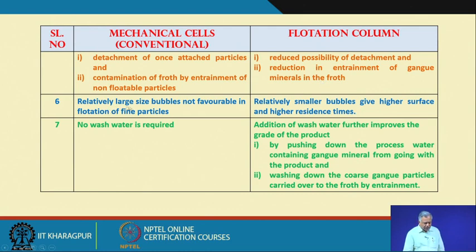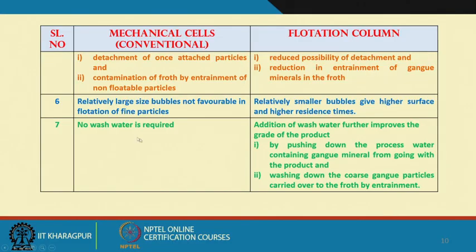In mechanical cells, relatively large size bubbles are not favorable in flotation of fine particles, because your selectivity may be lost. In the flotation column, relatively small bubbles give higher surface area and higher residence times. Actually, in the flotation column, you can also control the bubble size distributions much more adequately than in mechanical cells.